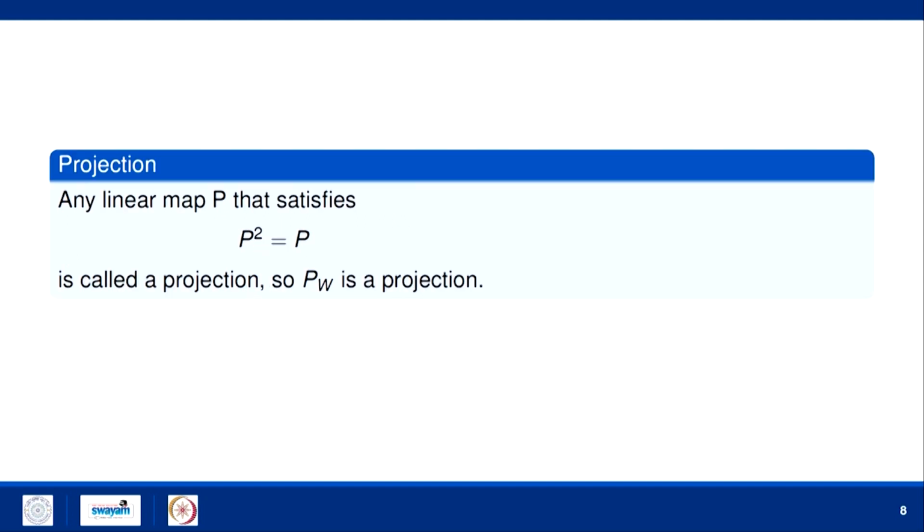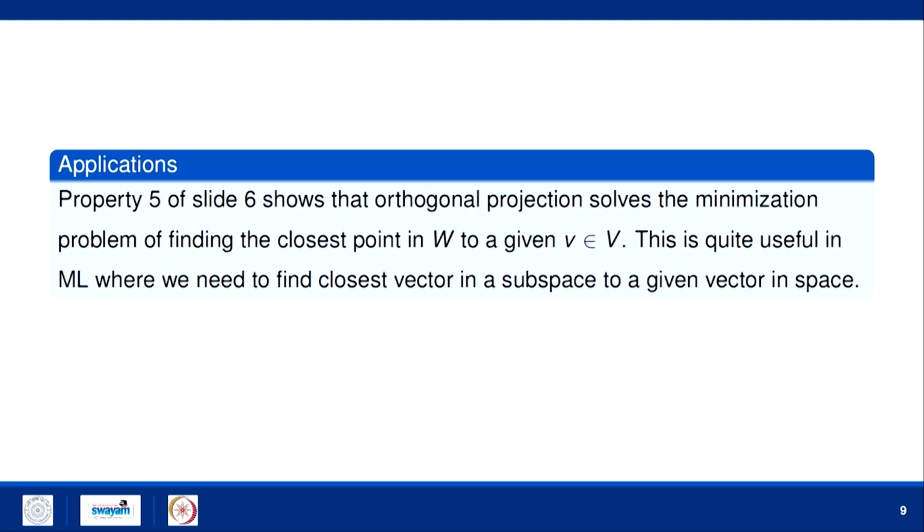We will see it by an example, but before that let us see the definition of a projection transformation. Any linear transformation P that satisfies P squared equals P is called a projection. Here, this orthogonal projection is also a projection. Another trivial example is the identity. As I told you, property 5 of the earlier slide shows that orthogonal projection solves the minimization problem of finding the closest point in W for a given v belonging to V. This is quite useful in machine learning, where we need to find the closest vector in a subspace to a given vector in the space. So, let us see an example of it.